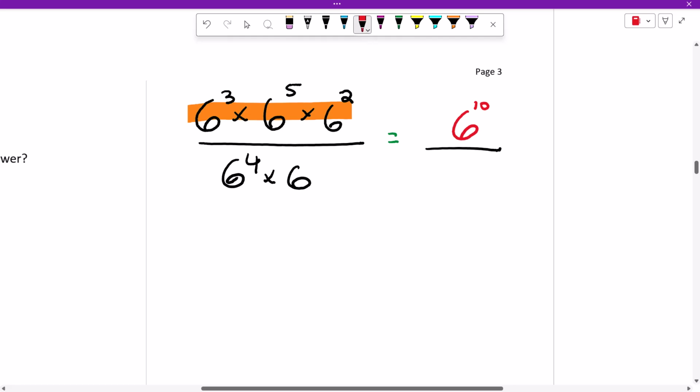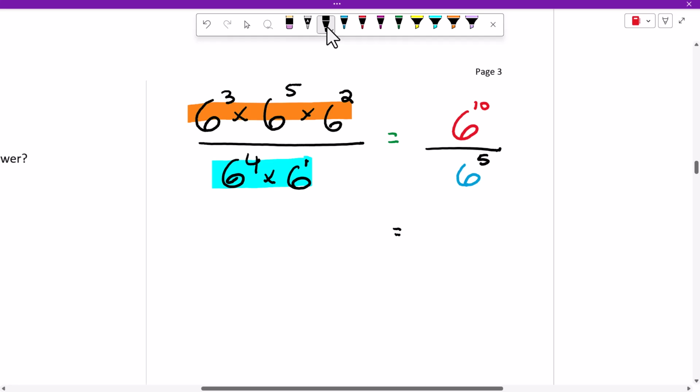Then we do the same thing at the bottom. We ignore the top and we clean the bottom up to a single power. Right? So the bases are 6. What should the exponent be? 5. Remember that this one doesn't have an exponent, so it has an imaginary 1 there. So 6 with a 5.